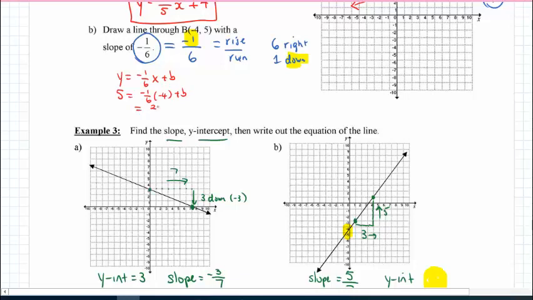Four sixths, that's the same thing as 2/3. I'm going to do some simplifying. So b equals 5 minus 2/3. Oh, that's what, 15 over 3 minus 2 over 3. That's 13 over 3. So final answer, negative 1/6 x plus 13 over 3.